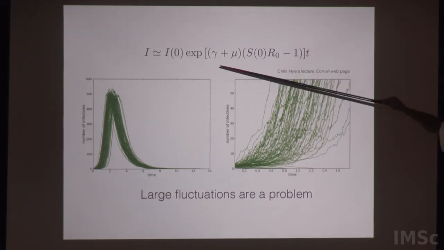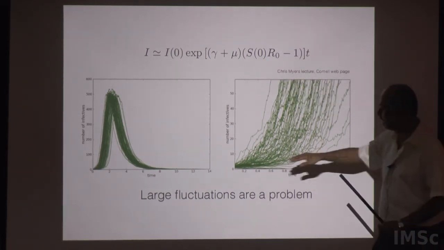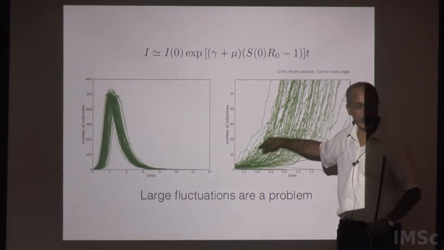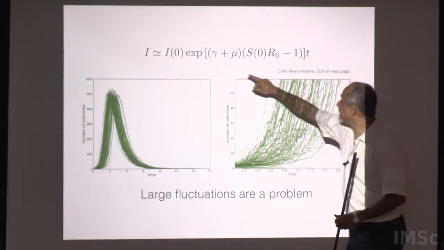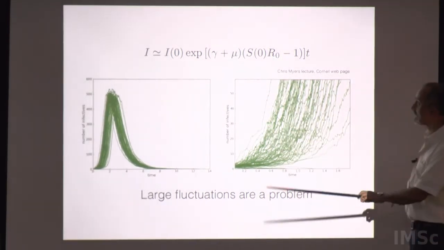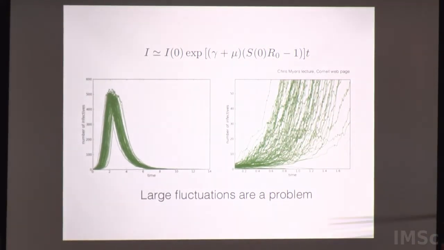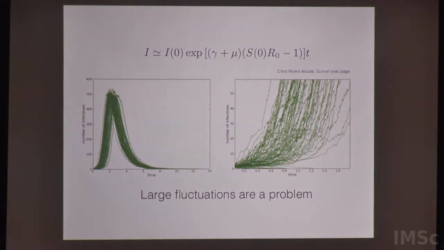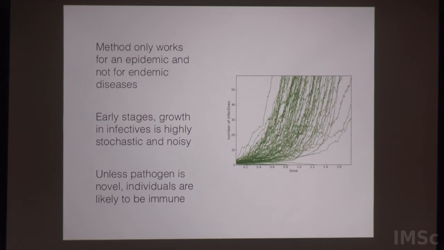Look at this, I is I naught exponential of something, and this is believed to be true here at this point where it goes along. So this is an exponential increase in the number of infected, which is what you see here. But to try and get numbers for R naught from data like this looks pretty horrible, which is why many people do not do this. It would be a natural thing to do, but it is very complicated because of inherent stochasticity in the data.